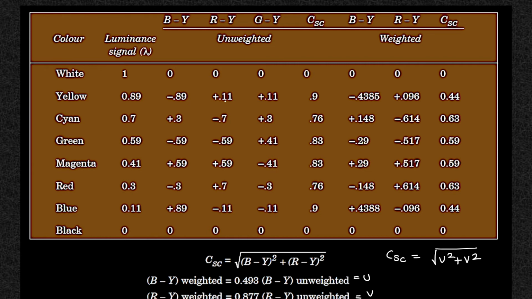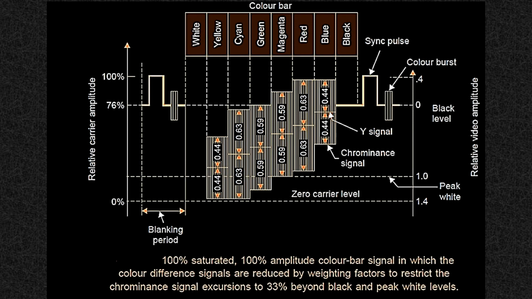If you weight 0.11 by 0.877, sorry, this is r minus y, and the resultant you will get is nothing but 0.44. If you put these new values over here, you will get this kind of thing. ठीक है, if you see here, your over modulation limit does not exist, because 0.89 पे 0.44 है, यहाँ पे 0.44 है. ठीक है, तो 100% modulation is achieved.